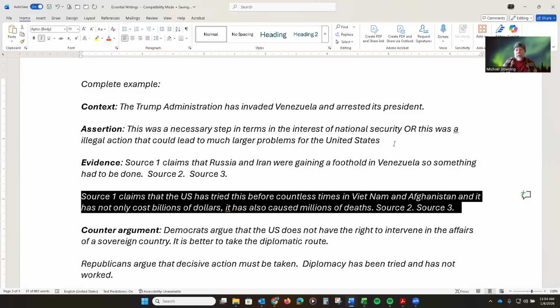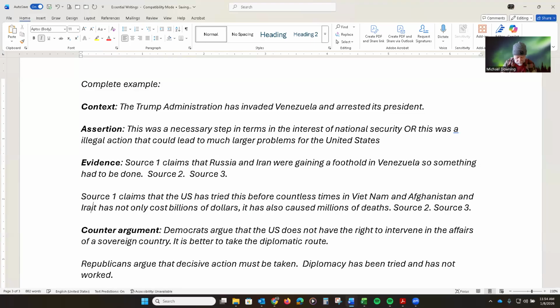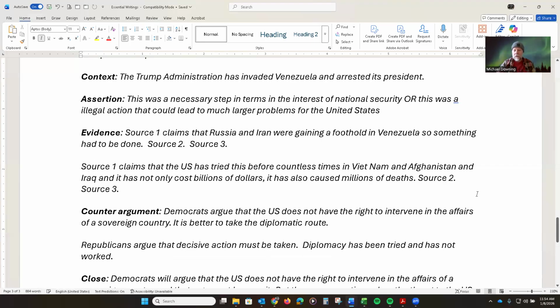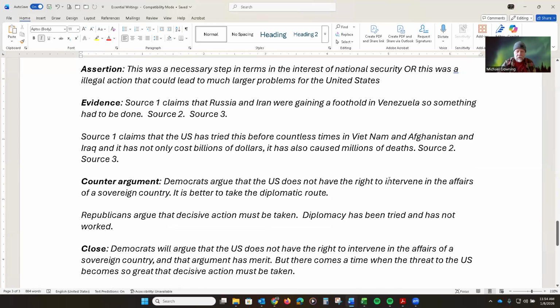Or source one claims that the U.S. has tried this before countless times in Vietnam, Afghanistan, and Iraq, and it not only cost billions of dollars, it also caused millions of deaths. And then you have another source that backs that up and another source that backs that up. Three is a magic number in writing, so that's what I would be striving for: three sources there. You will use embedded citations.